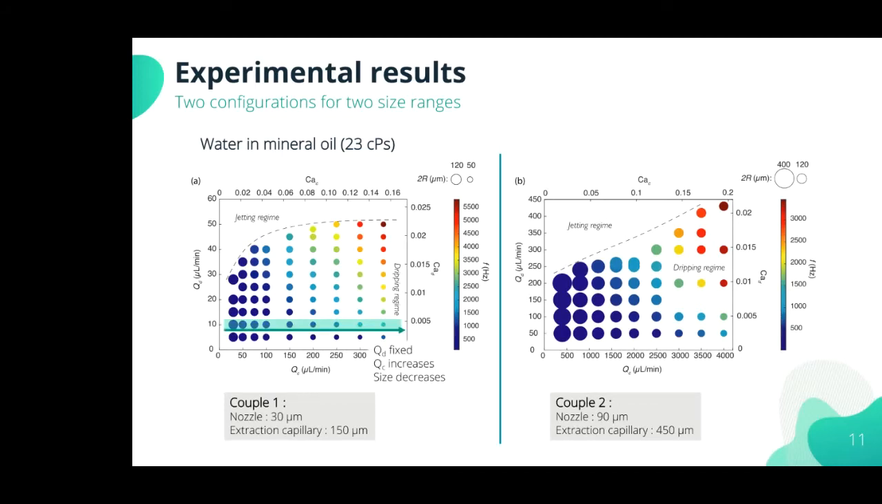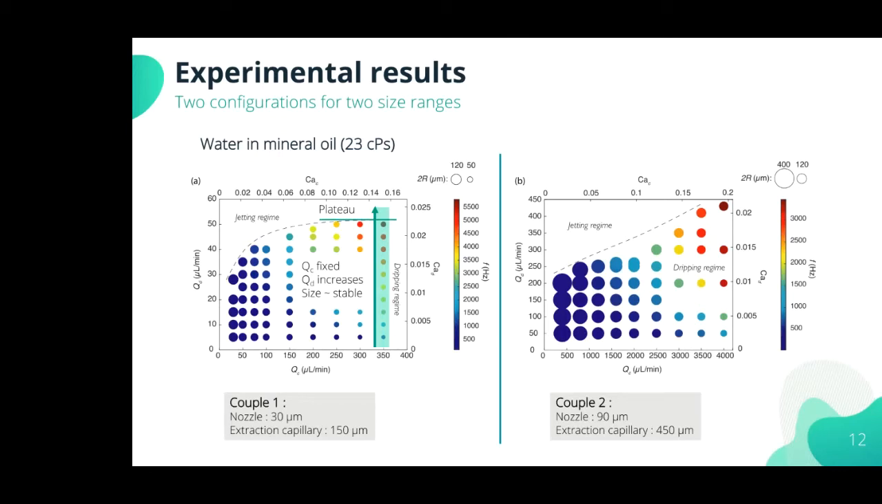For a given QD, the droplet diameter decreases by increasing QC. Okay, this is no surprise. But what is more remarkable is that for a given QC, the droplet size remains very stable as QD is increased, with a maximum radius variation of 15% at the maximum QC.